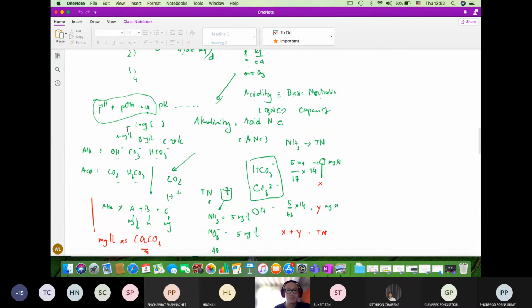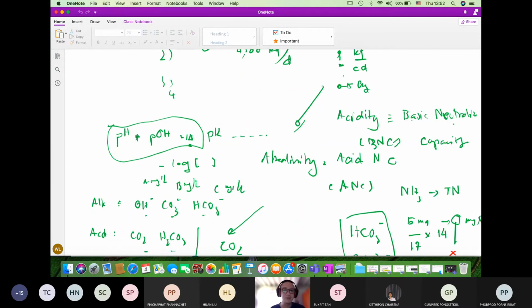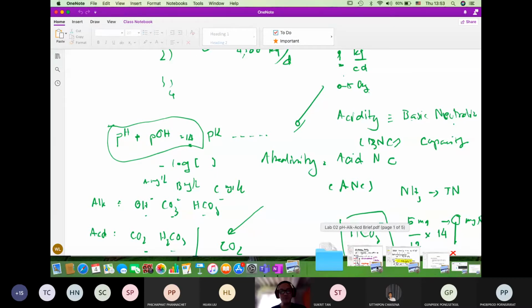So what I'm showing on the screen is the OneNote application. pOH plus pH is equal to 14. So this is the common term. If you were doing chemistry very well in secondary school, you will definitely remember this term: pH plus pOH is equal to 14. Okay, that is just the pH.